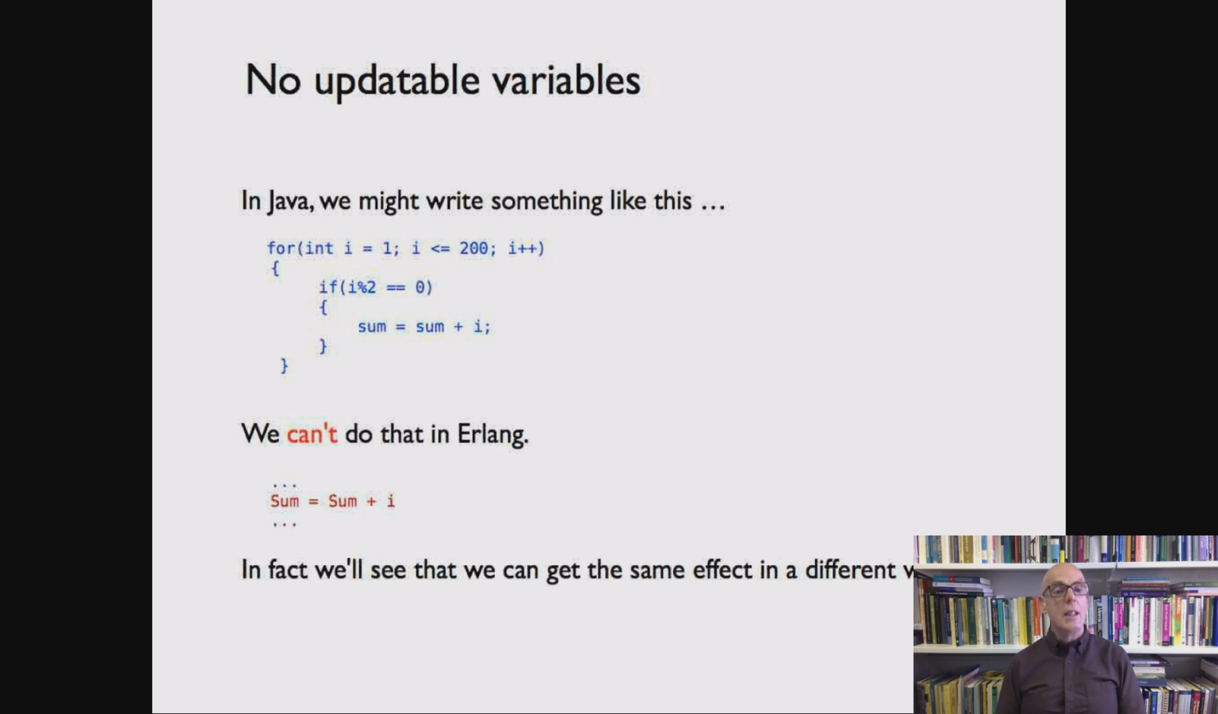So just to be clear, we can't write loops like the loop up there for summing a collection of numbers. We can't do a similar thing in Erlang. Now, in fact, we'll see we can get that effect without having updatable variables in a different way. When we talk about recursion, we'll see there's something we can do. We'll do that next week. For the moment, just remember that variables don't vary. Each variable has a fixed value, and that value we can match against, but we can't update.